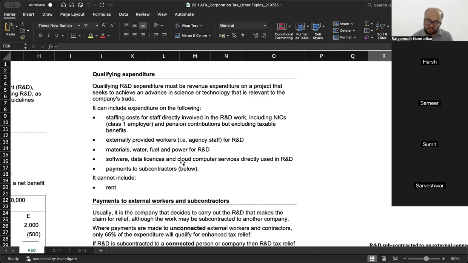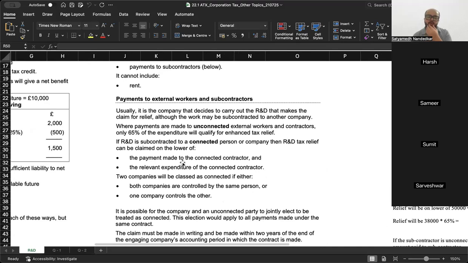Material, water, fuel and power, software, data licenses and cloud computing used in R&D, and payments to subcontractors. But it does not include rent. And payment to subcontractors में, if it is an unconnected subcontractor, you will be able to claim 65% of the expenditure. If the R&D contractor is a connected person, then R&D tax relief can be claimed on the lower of the payment made to the connected contractor and the relevant expenditure of the connected contractor.